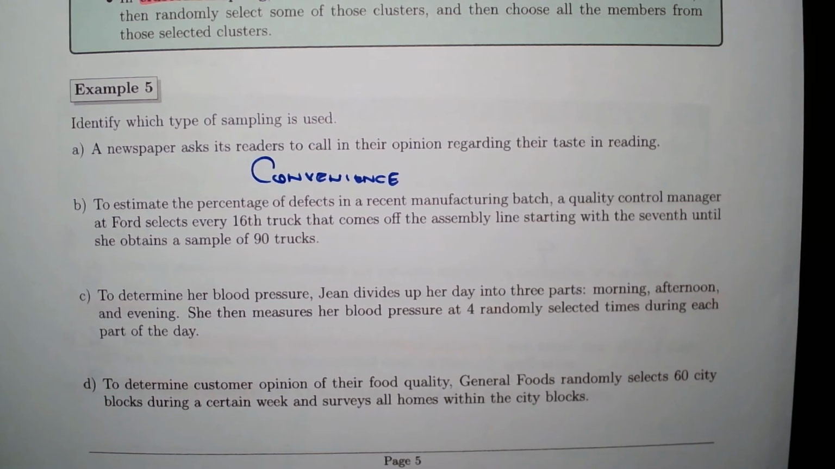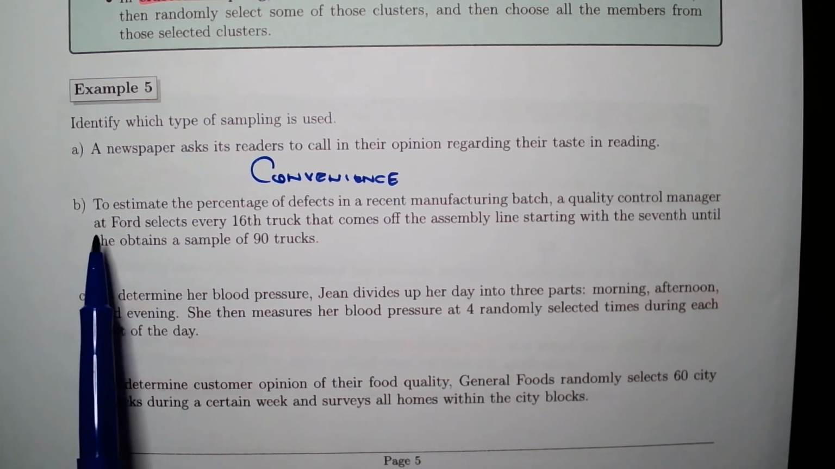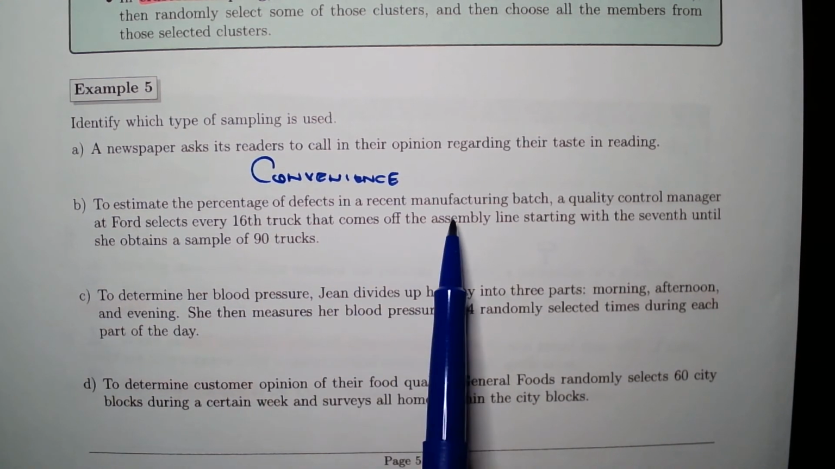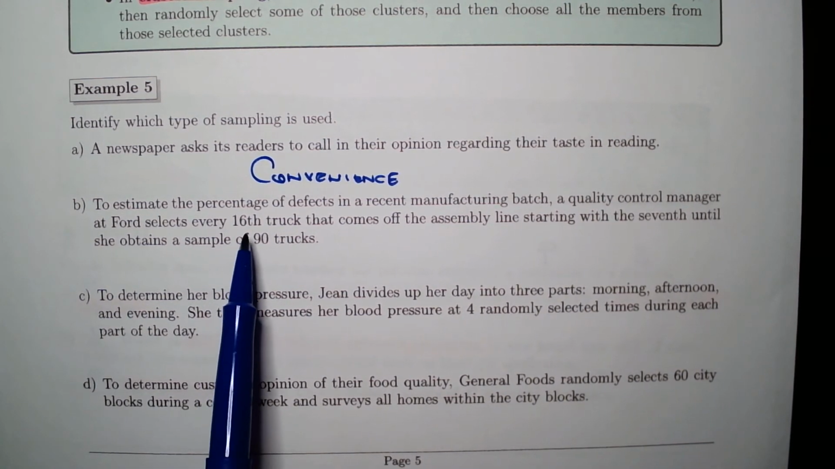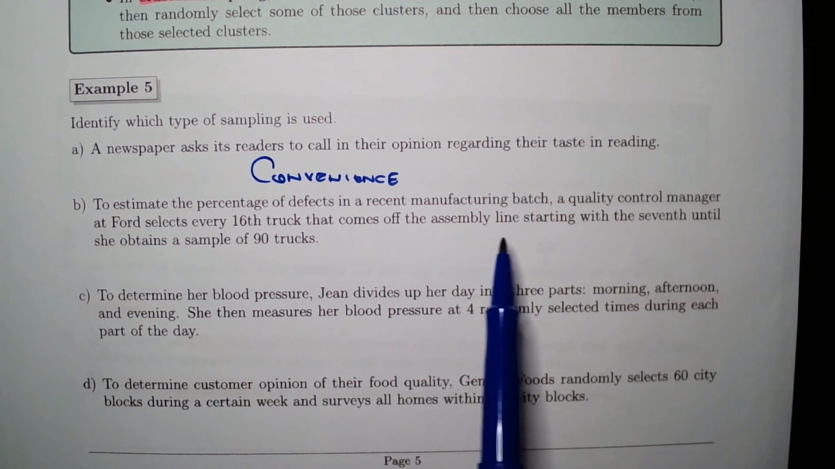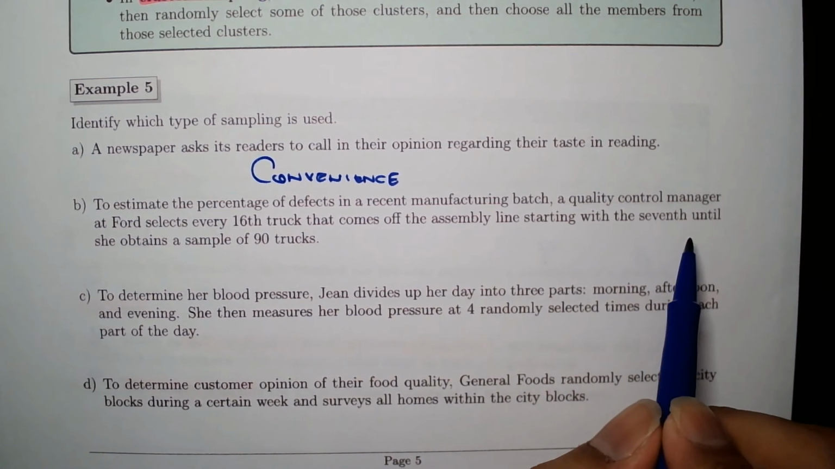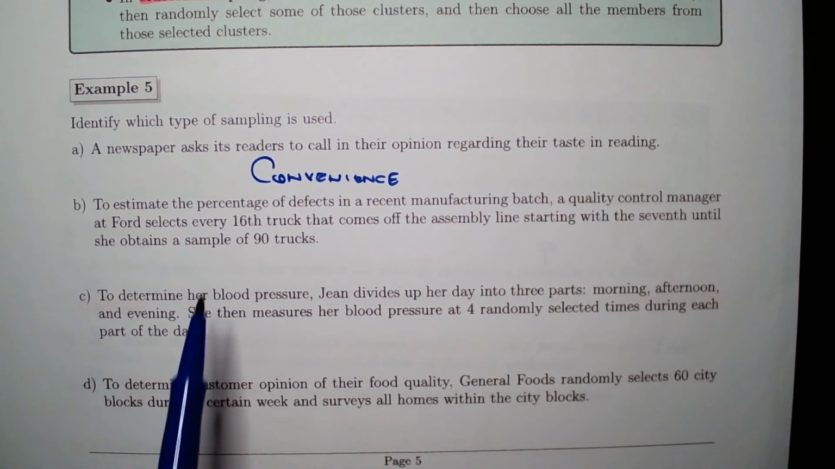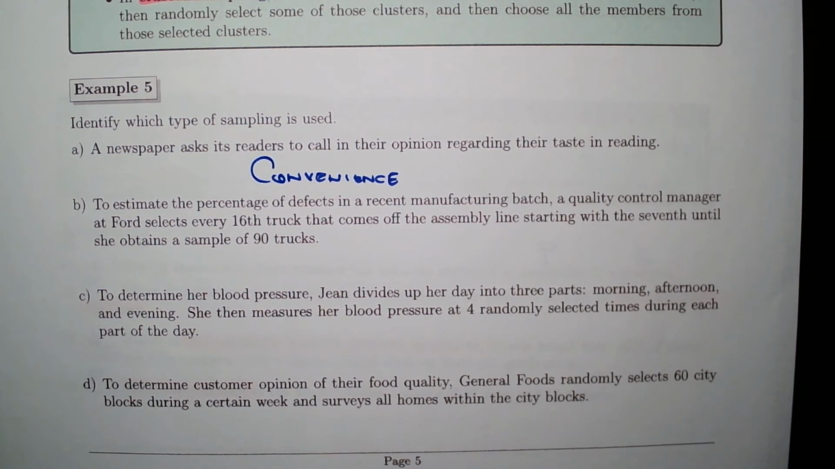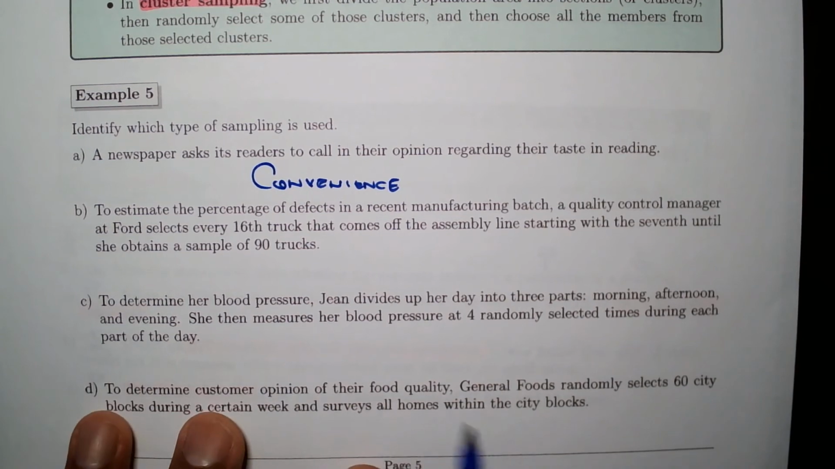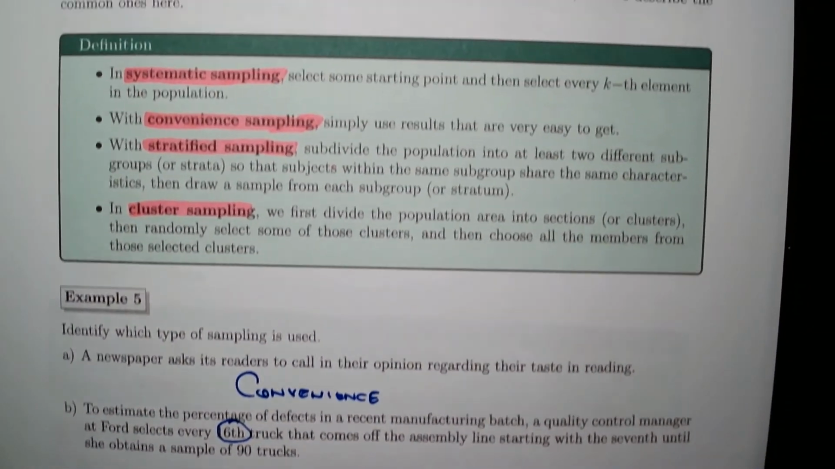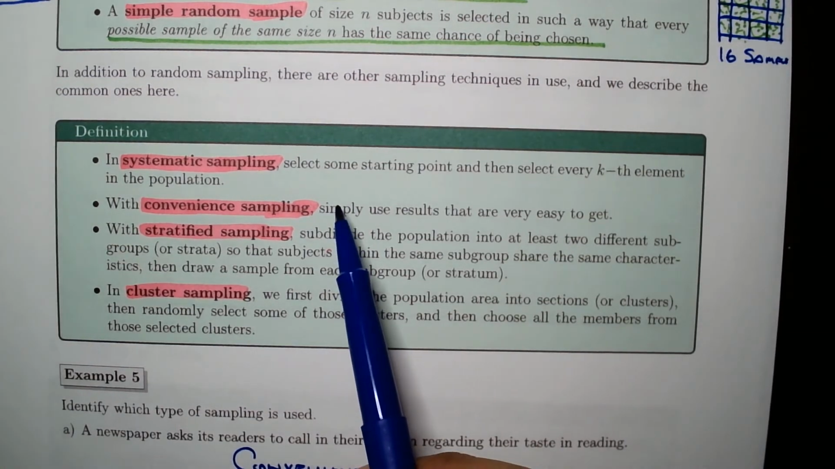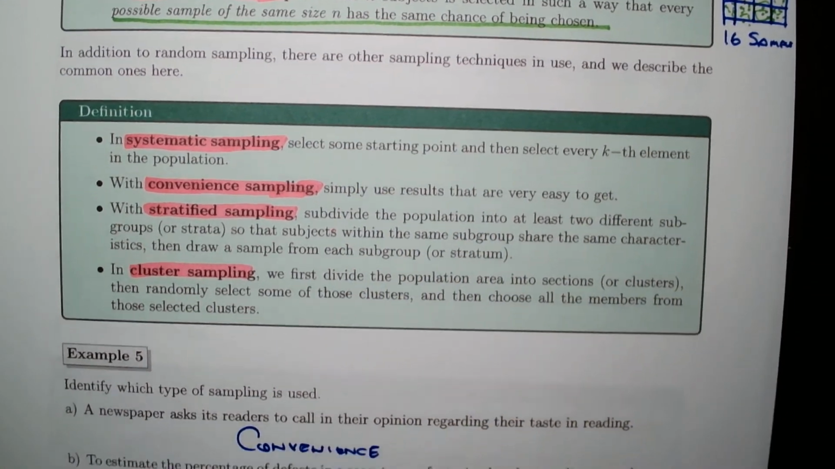To estimate the percentage of defects in a recent manufacturing batch, a quality control inspector at Ford selects every 16th truck that comes off the assembly line, starting with the 7th, until she obtains a sample of 90 trucks. Well, in this case, it's systematic sampling.